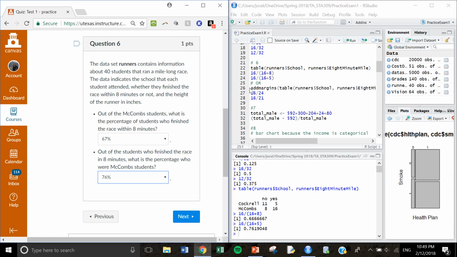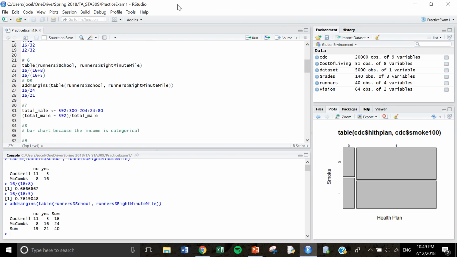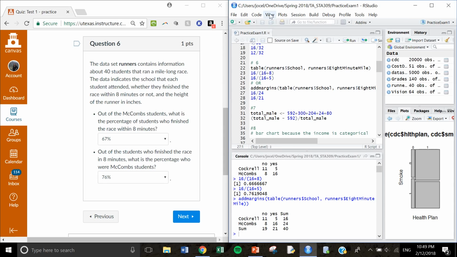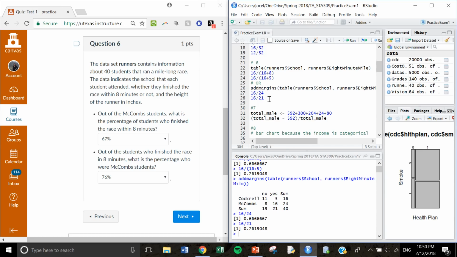A little bit more advanced in getting R to do things for you: we can add margins to the table, so you don't have to do that addition. All I did was use the same line as line 22, except I added margins on the outside of it. The only difference is that the sums, the totals, are already on the outside for you. So instead of adding 16 plus 8 to get the total, it's already here for you, it's 24. You can just do 16 divided by 24 to get this same 67%. 16 divided by 21 for this column, the same 76%. Either way, you get the exact same answer, whatever you're more comfortable with.